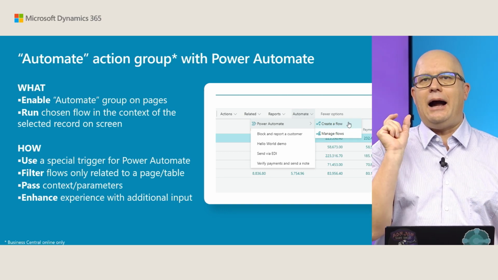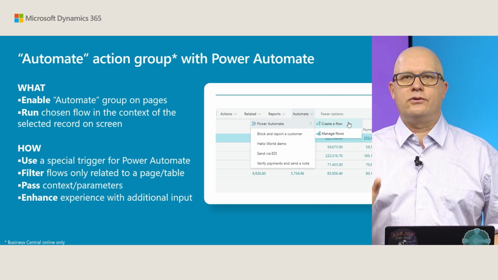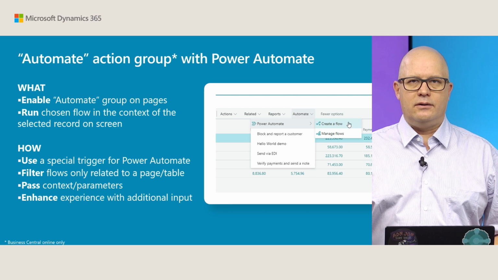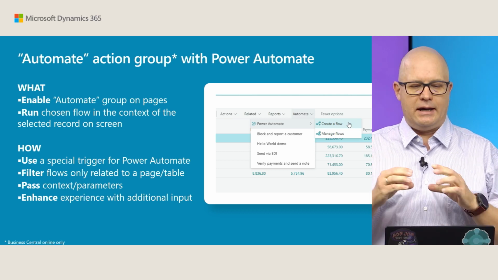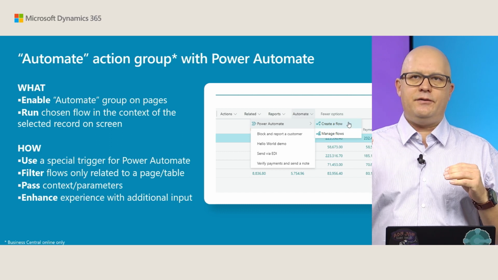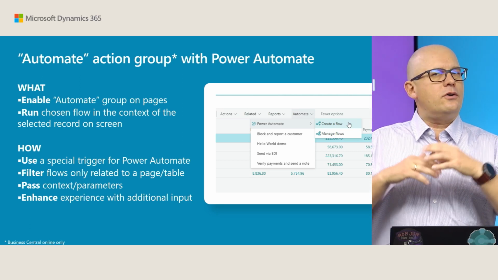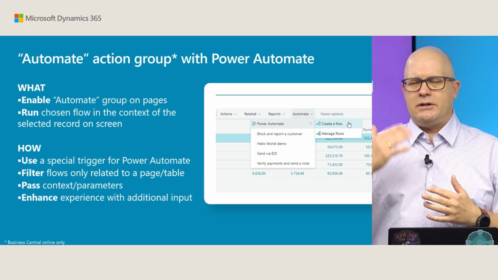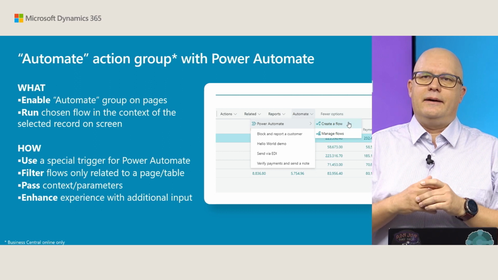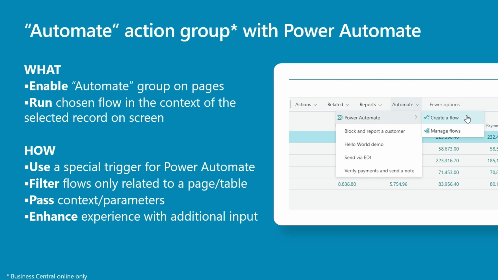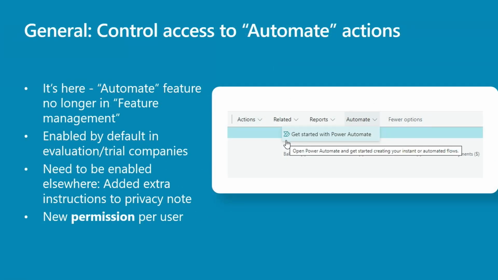And that is actually the Automate action group. So you will see that action group on many pages in Business Central right now. This is an ability to run a specific Power Automate flow in the context of the selected record. And then, of course, you're using a special trigger that we built for Power Automate in our connector. And then you have the ability to control the visibility of those actions coming from Power Automate, pass some parameters and context, and then, of course, add some additional user experience using Power Automate. And you will see that a little bit in a demo.